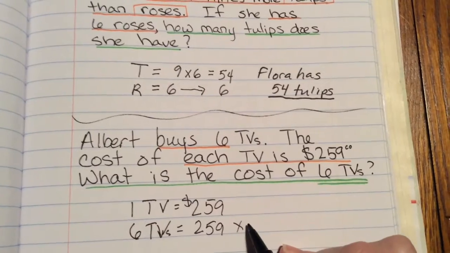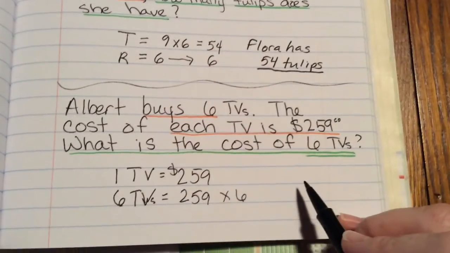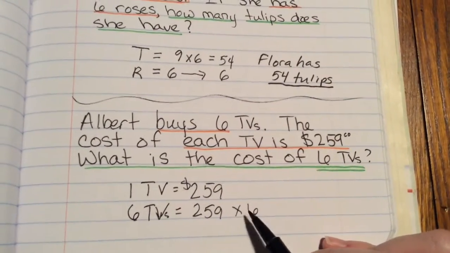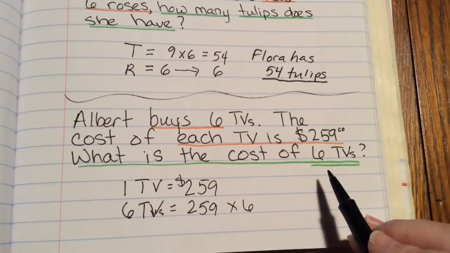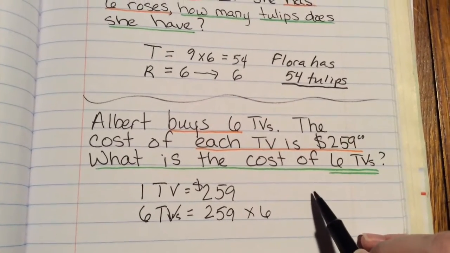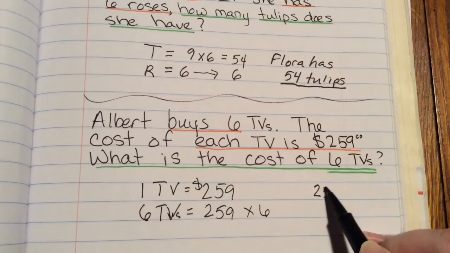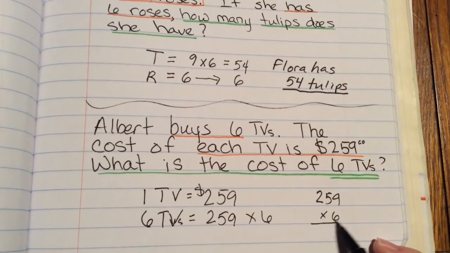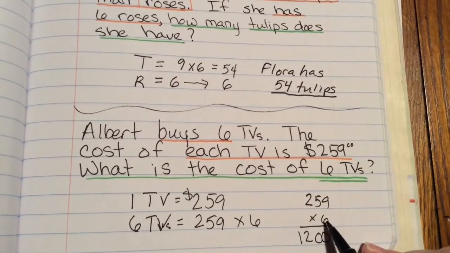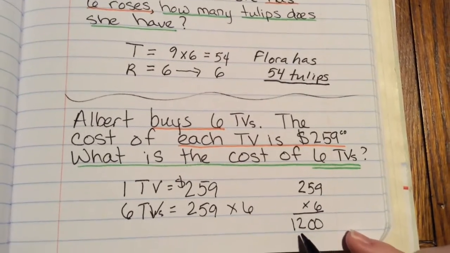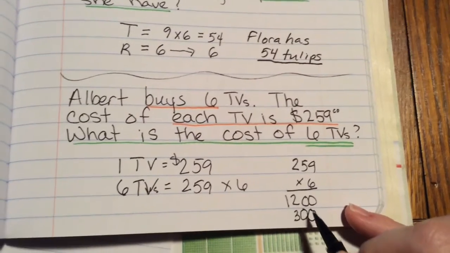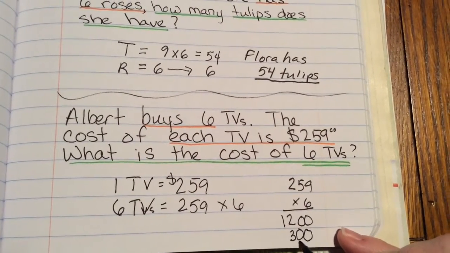259 times 6. Now, this is where we decide which strategy we want to use to do that multiplication work. You can draw an area model. You can just go straight to partial products. In this case, I'm going to do partial products. So I'm going to stack them up. 6 times 200 is 1,200. 6 times 50 is 30 with an extra 0 because that's 50. And 6 times 9 is 54.